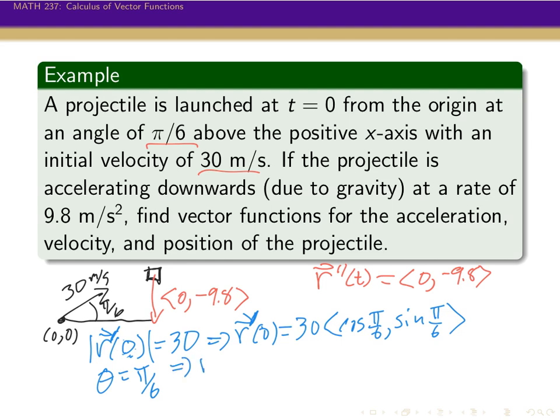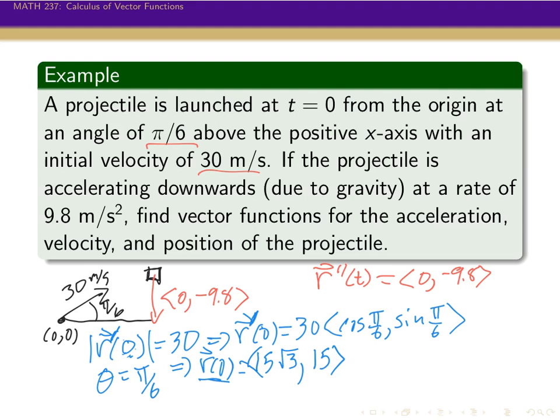And so plugging this in, cosine of pi over 6 is square root of 3 over 2, times 30, you're going to get 15 times the square root of 3. And sine of pi over 6 is a half, and so a half times 30 is going to give me 15. So that's the vector with magnitude 30. It's going up pi over 6 from the x-axis. Okay, so this is what's happening at r prime of 0.